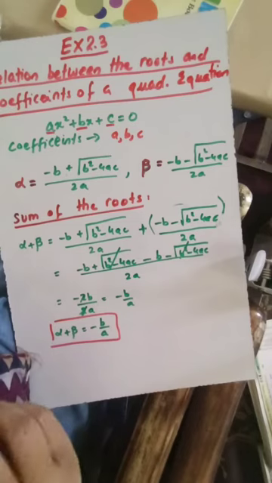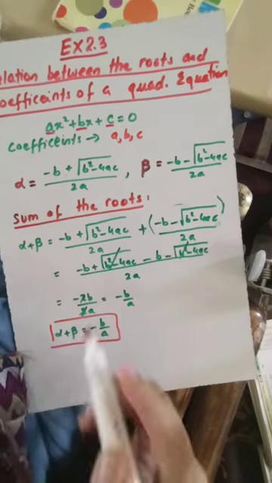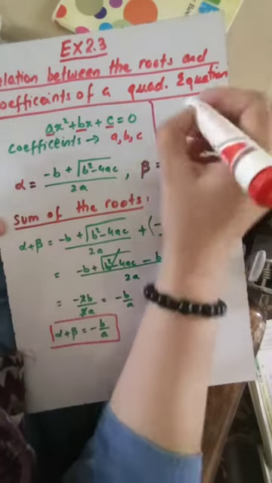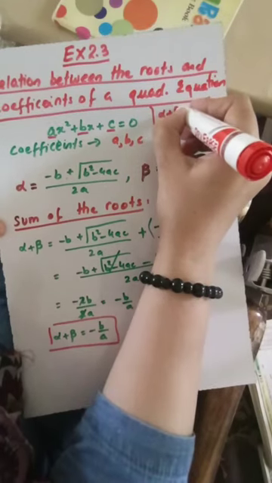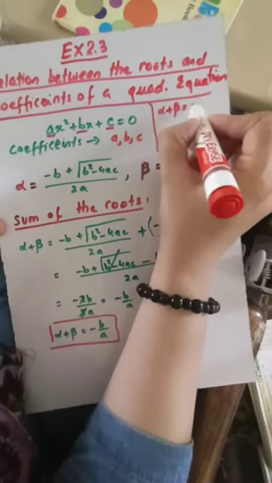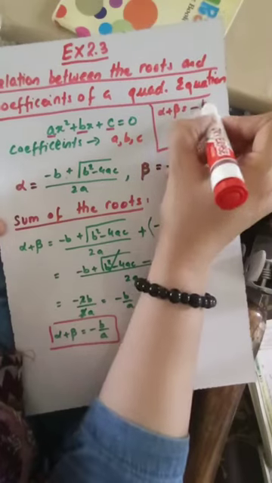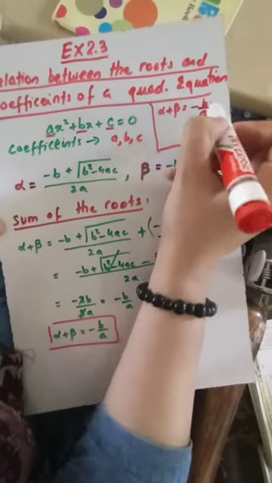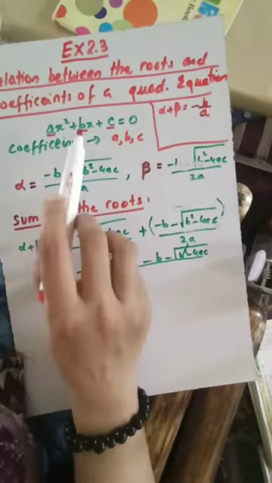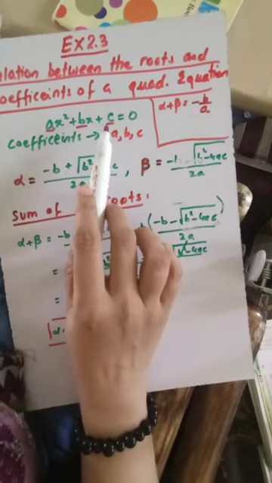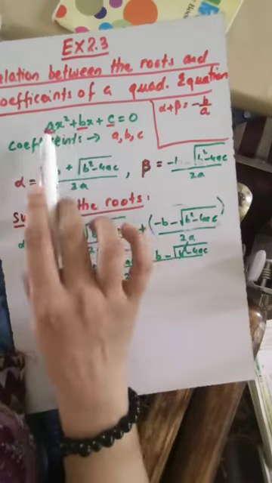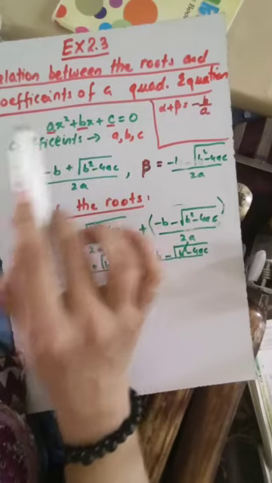And to get to the other relation, let me note it down here. Alpha plus beta is always equal to negative of coefficient of x over coefficient of x square, as we are proving it for the general quadratic equation. So you can apply this relation to any quadratic after it is transformed into its standard form.